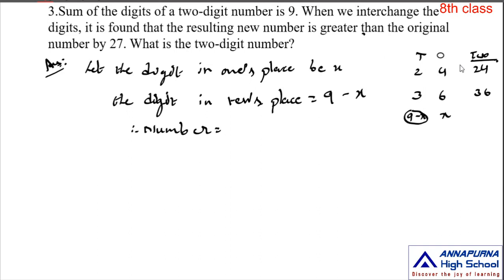Just observe the previous examples. If the digit in tens place is 2 and the digit in ones place is 4, then the two-digit number is 24. But how do we get this 24? What is the internal process involved? Observe it carefully. The digit in tens place is 2, so its place value is 20. 4 is in ones place, so its place value is 4. Then by adding these two place values, we get the two-digit number: 20 plus 4 is equal to 24.